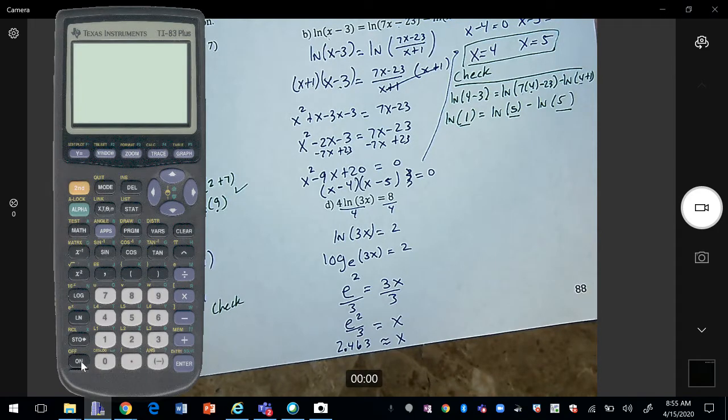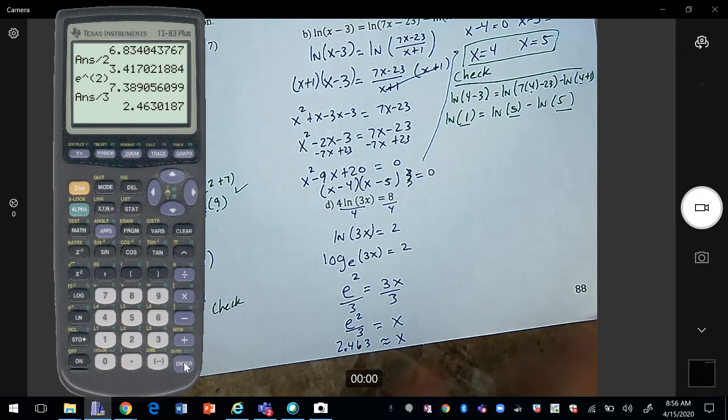So if I enter it on the calculator, I get second e raised to the power of 2, and I'm going to divide that by 3. And so we get 2.463.